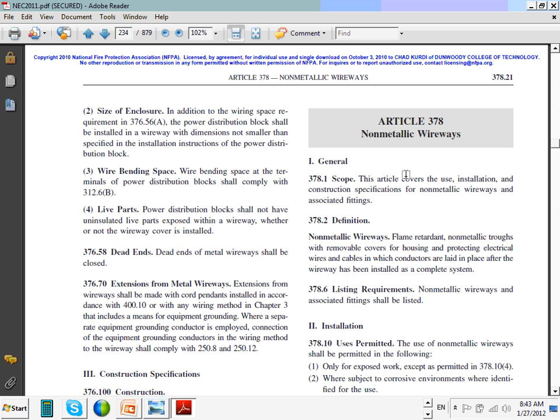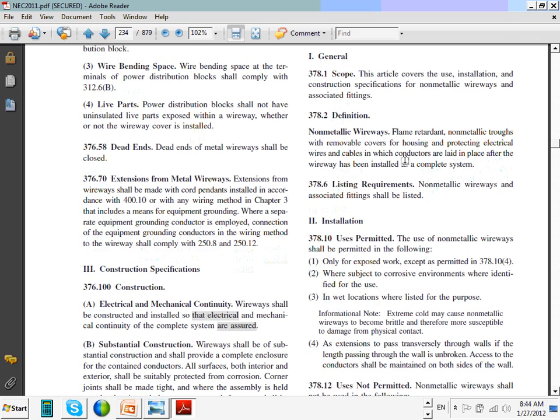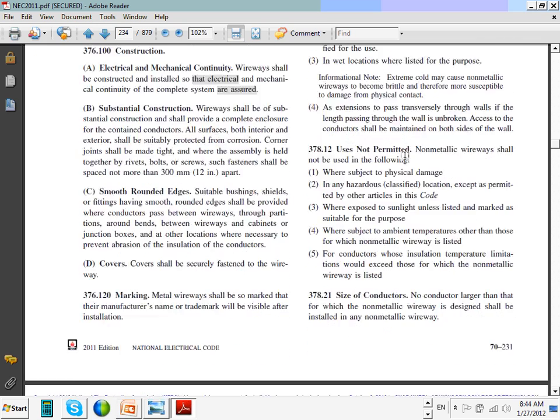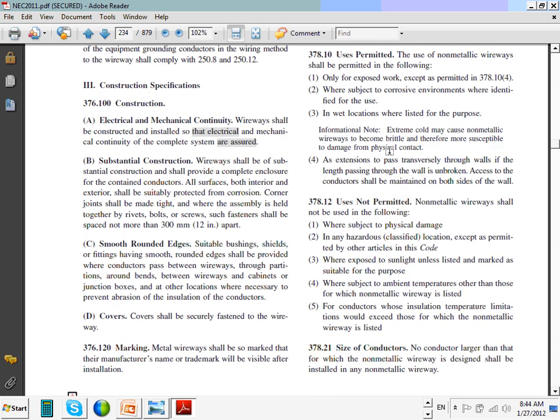Non-metallic wireways, and I'm flying through these. Non-metallic wireways are the same as wireways, except the ideal location for this is a highly corrosive environment. You don't want metallic in a highly corrosive environment, so you put non-metallic wireways.